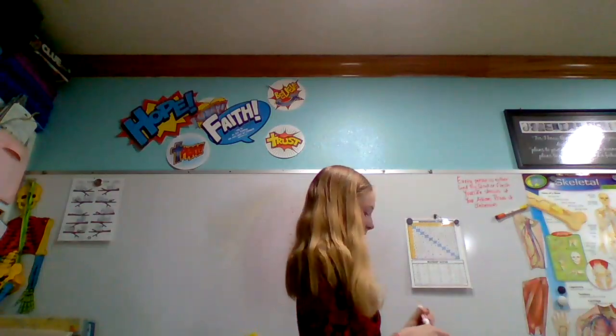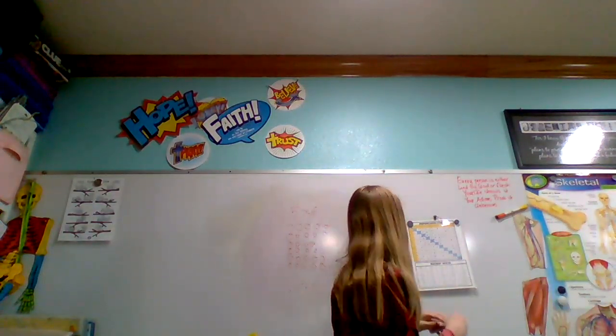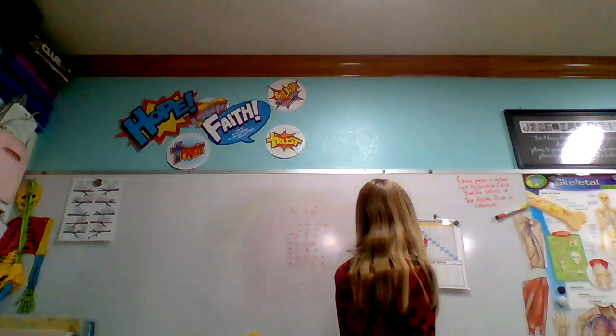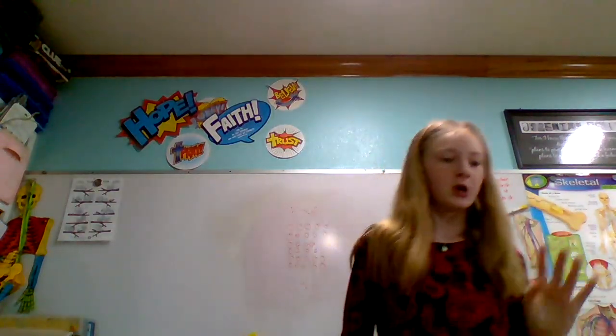Now let's see if the multiplication chart agrees with that. This is our key for this lesson. 5 times 6 equals 30. That is correct.